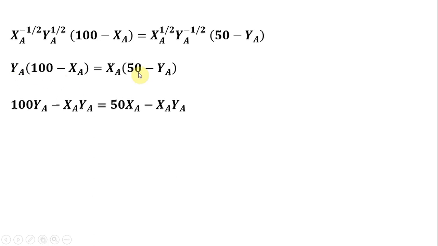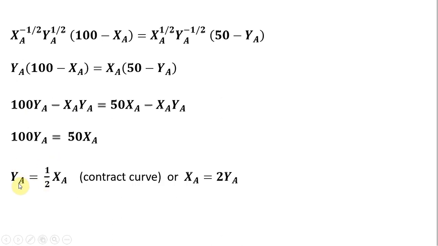Multiplying both sides through by what's in parentheses, we get this result. This term and this term will cancel, leaving us with this. And simplifying, we get the contract curve.